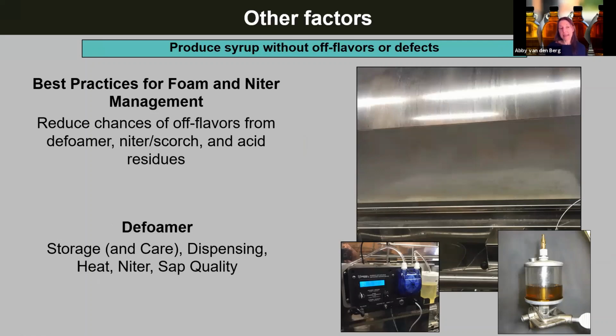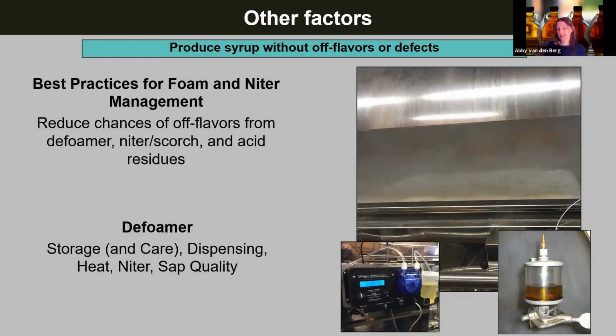Also managing heat is going to help us there. Defoamer and helping prevent defoamer off flavors. There are a lot of different issues here, everything from taking care of the defoamer that we're using to make sure that it isn't rancid. So, especially with organic oils, those do not stand up to heat. They need to be replaced every day.